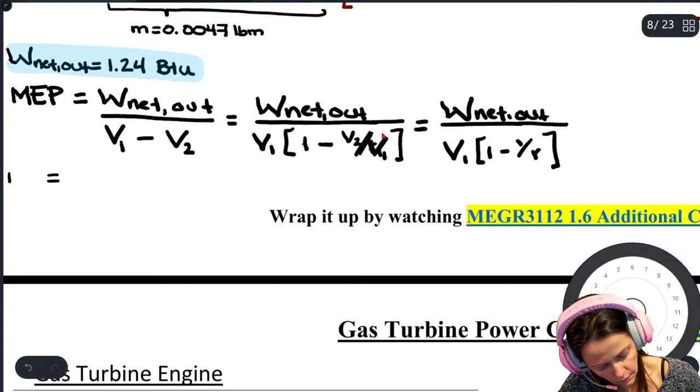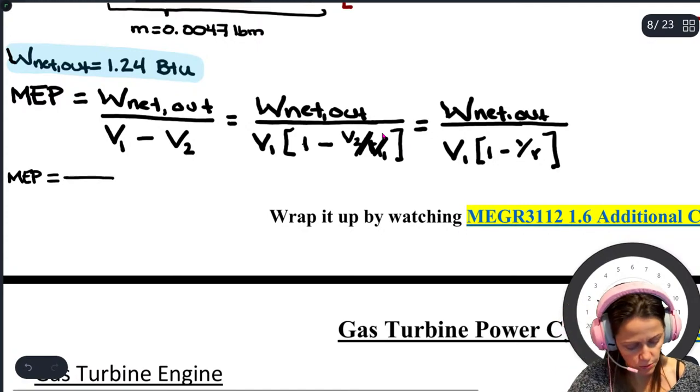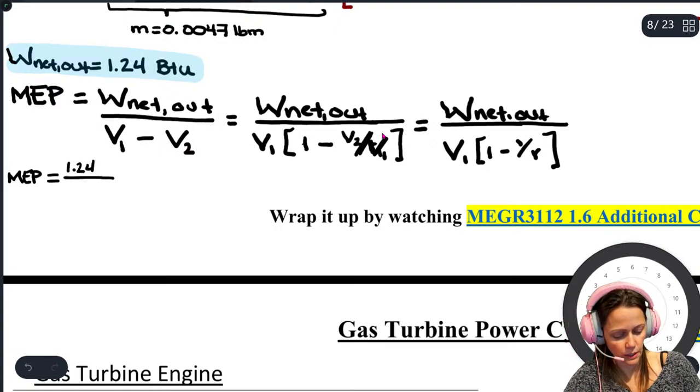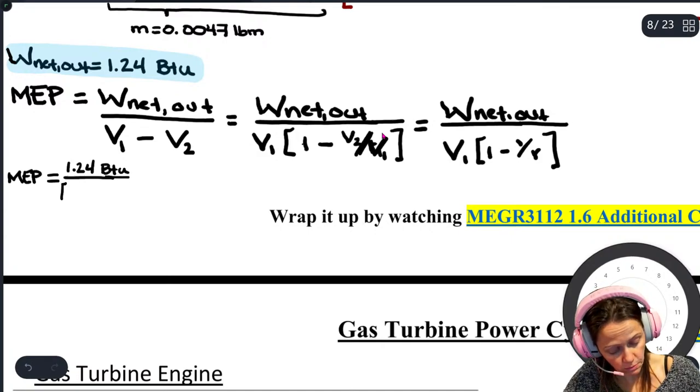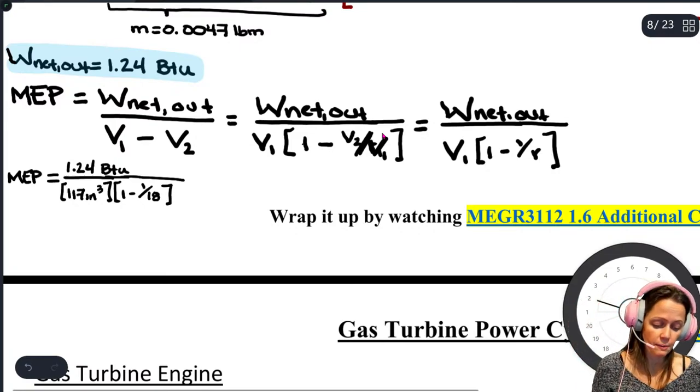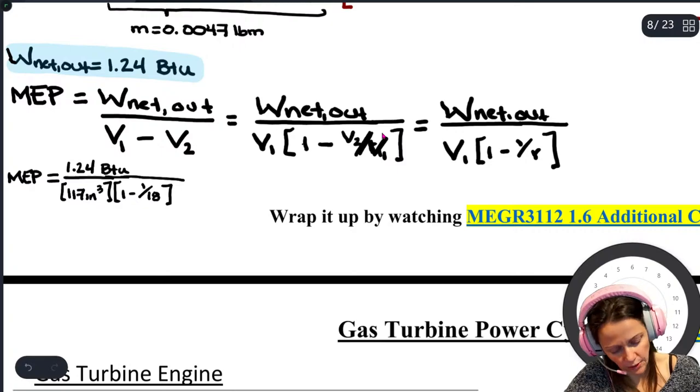So let's do it. That mean effective pressure is work net out, which we just calculated to be 1.24 BTU. My volume, 117 inches cubed. And then this is 1 minus 1 over the compression ratio, which was 18, if I'm not mistaken. And of course, I need it in pounds force per inches squared. So I probably do need to get rid of this BTU.